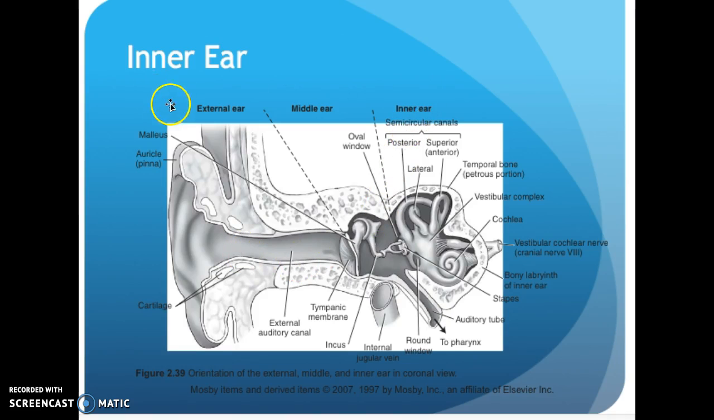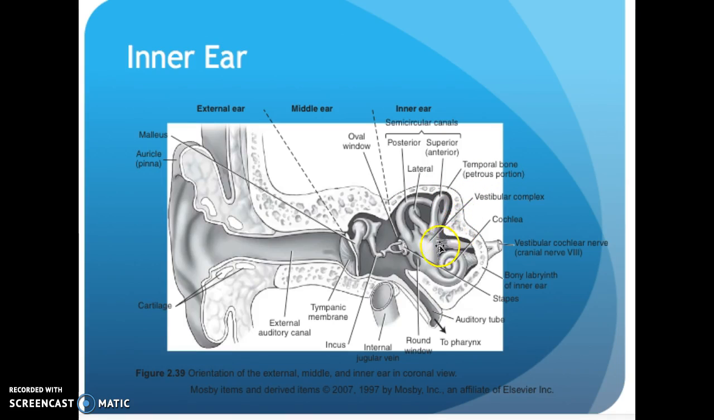So we have the external, the middle, and the internal ear. Within the internal ear, we have your semicircular canals. There's posterior, anterior, and lateral, but it's superior or anterior. You can label it either way. Here's your temporal bone, or your petrous portion of your temporal bone.